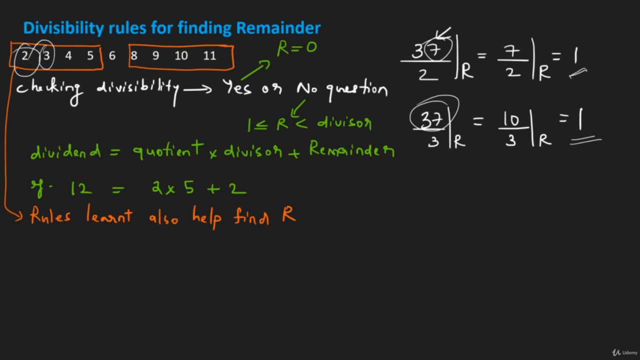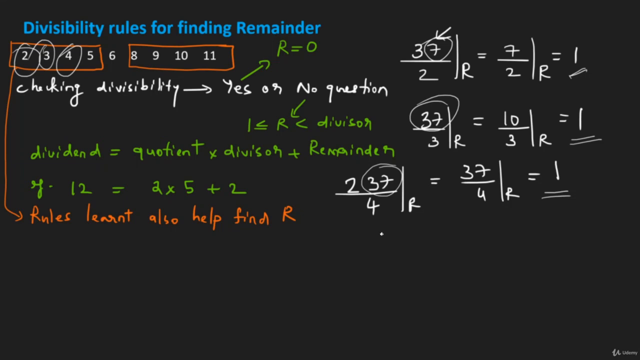Now let's try another question. Say you want to do 237 divided by 4. That would be the same as 37 by 4 and you get the remainder as 1. Why is that? In the case of 4, we have seen that the divisibility rule was that the last 2 digits should be divisible by 4. So 237 by 4, if you want to find the remainder, taking only the last 2 digits, that's 37 by 4, finding the remainder, both of these are the same. And when you do 37 by 4, you know it goes 9 times, that's 36, and you get a remainder of 1.